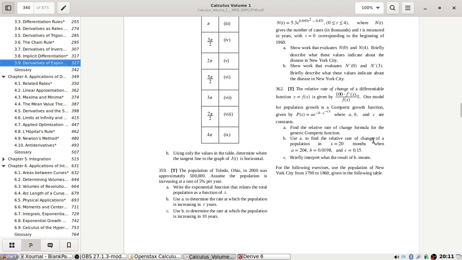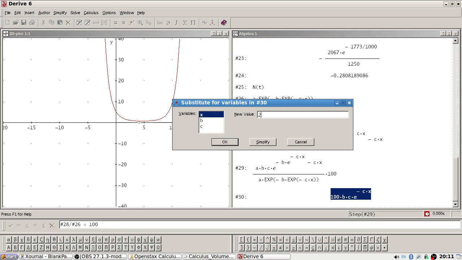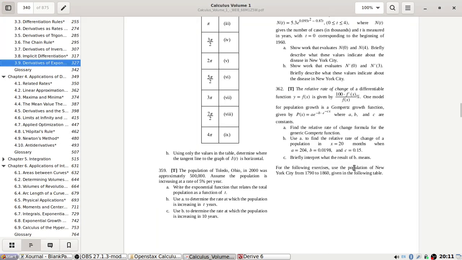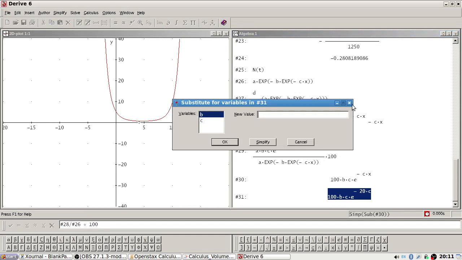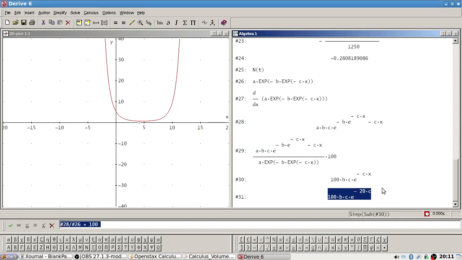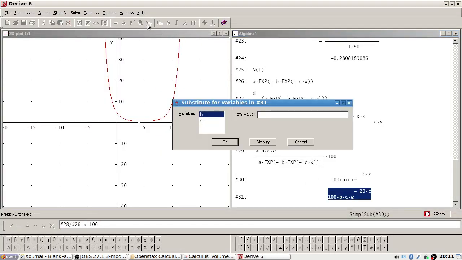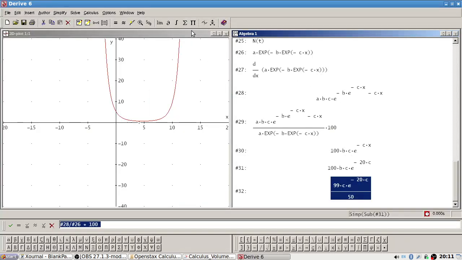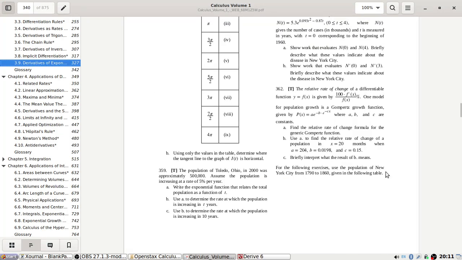Use A to find the relative rate of change. X is 20. Okay, sub in X is 20. A is 204. Hey, where did my A go? A has disappeared? Where did my A go? Oh, it cancelled away. Funny. 0.0198 for B. 0.0198. And then 0.15. Okay.